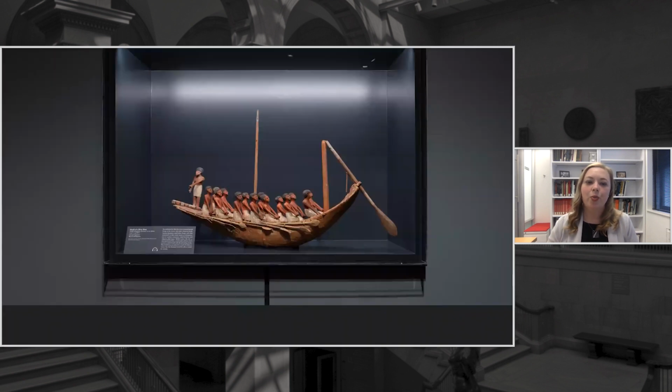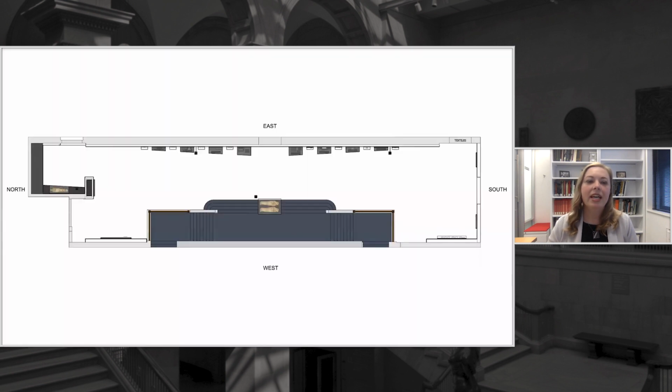The boat is just one of dozens of objects that span 3,000 years of ancient Egyptian history that are now on view on our lower level. Here you can see an overhead plan of how the gallery is laid out. Rather than arranging things chronologically, objects are presented thematically in vignettes that explore topics such as ancient Egyptian artists, religious practice, and how to protect oneself for the afterlife.